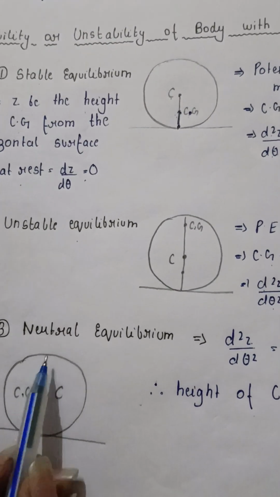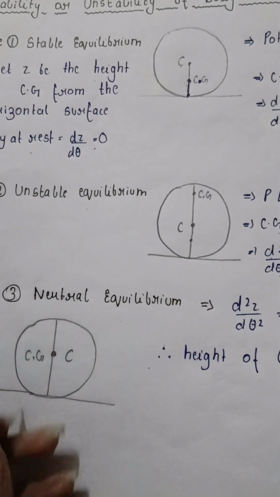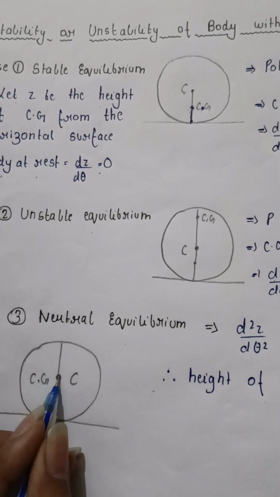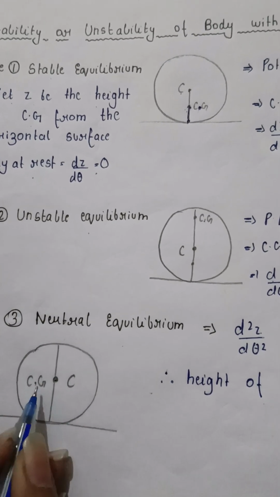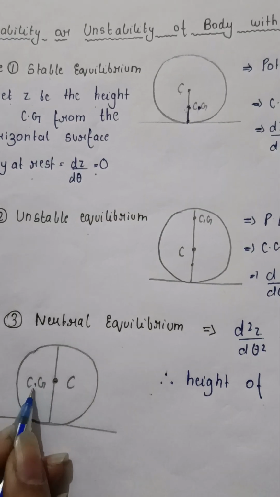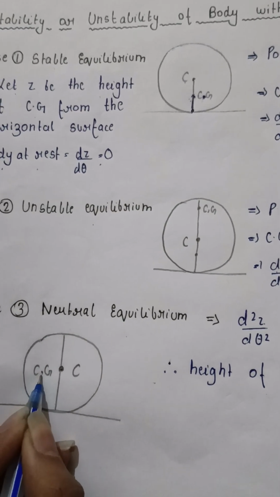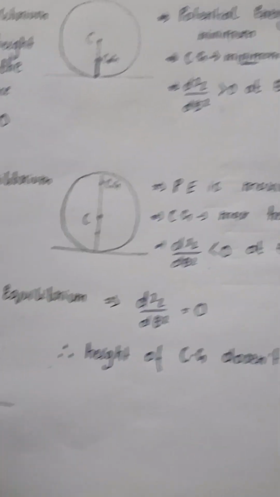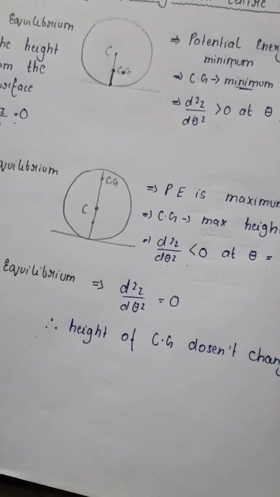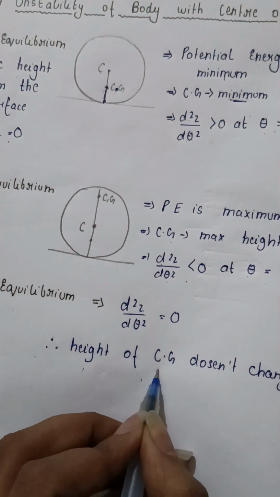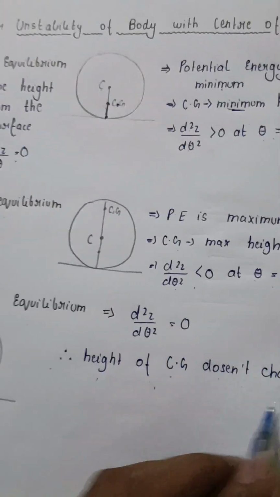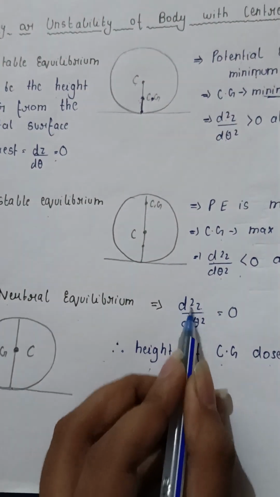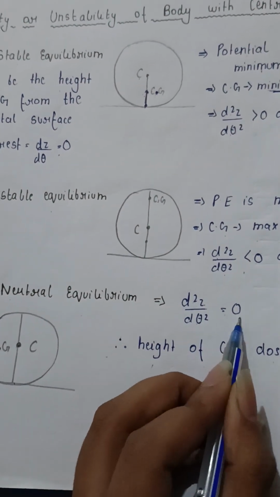Now we'll talk about neutral equilibrium. In this we see that the center of gravity of the sphere and the geometrical center of the sphere are at the same position from the point of contact, that is the height of the geometrical center doesn't change. So the body is at neutral equilibrium, that is d square z upon d theta square equals to 0.